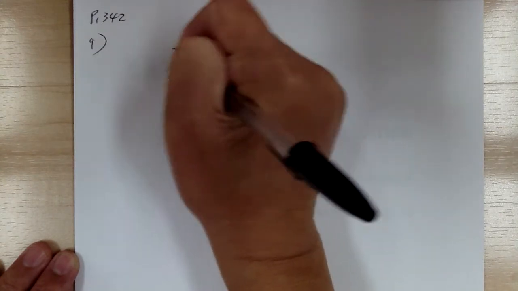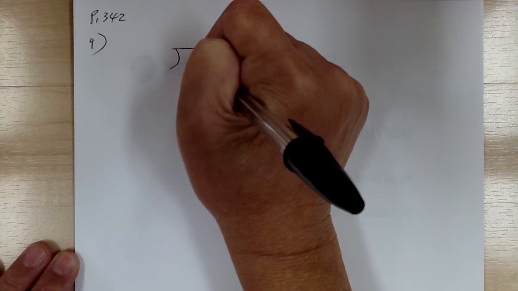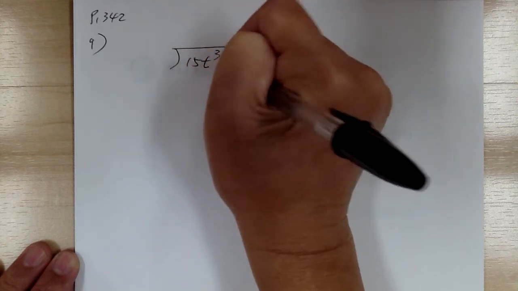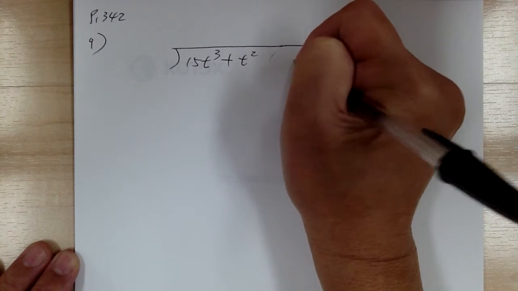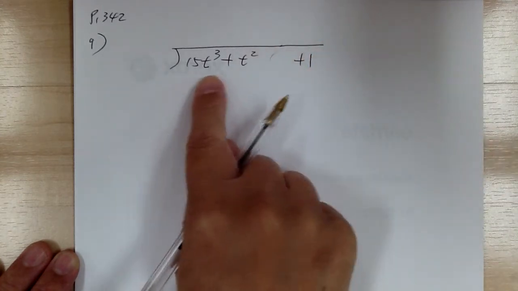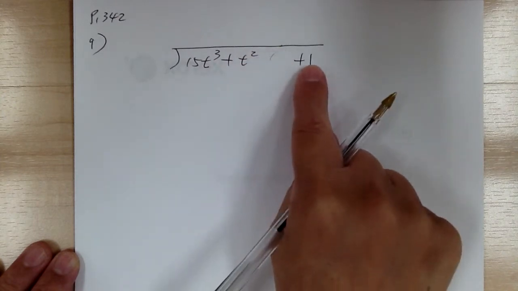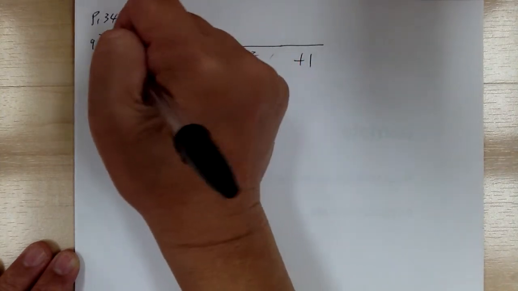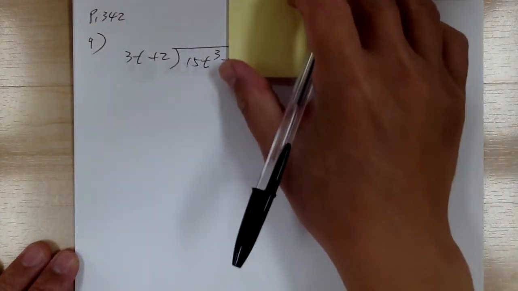Okay, number 9. Again, make sure you arrange everything in order. You've got 15t to the 3 plus t to the 2, and there's no t, so you have to leave an empty space for that. Again, arrange in order: t to the 3, t to the 2, t to the 1, t to the 0. This is divided by 3t plus 2.